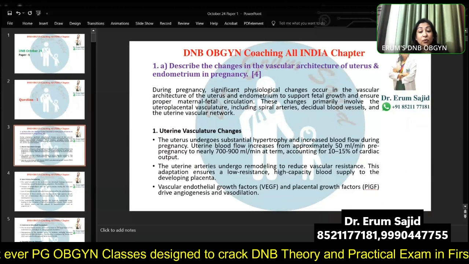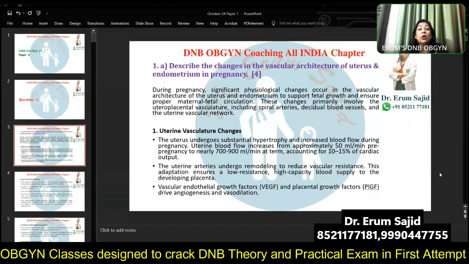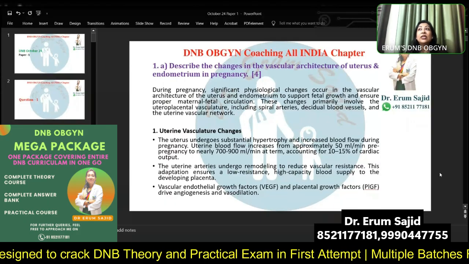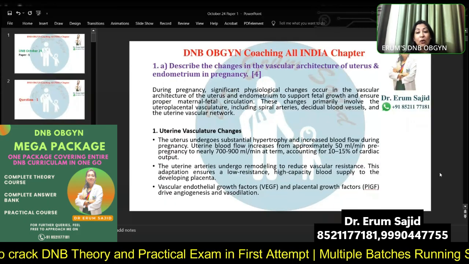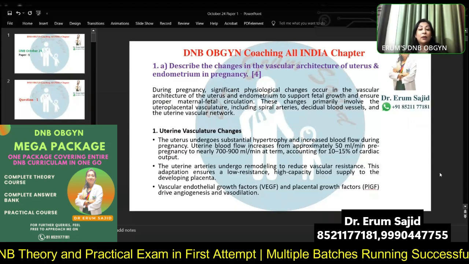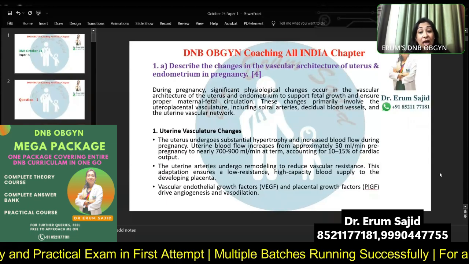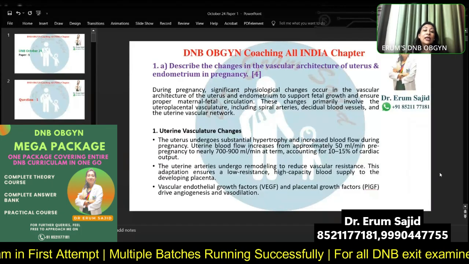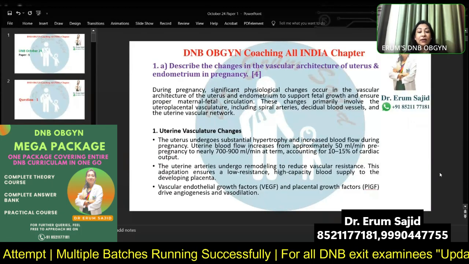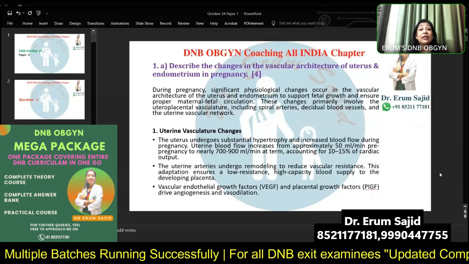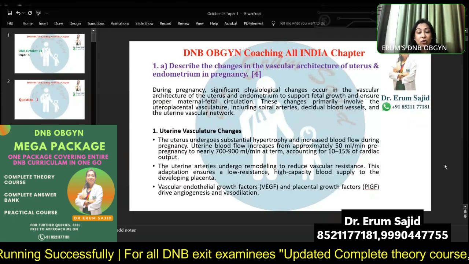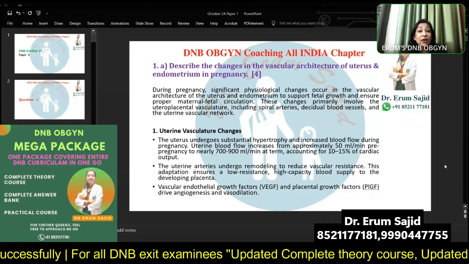Then the uterine arteries undergo remodeling, and I'll talk about that more in the next section. The idea is to reduce the vascular resistance. How do they do that? They become low resistance, high capacitance blood vessels. Then you have VEGF and the placental growth factors. They increase because they are responsible for angiogenesis and vasodilatation.